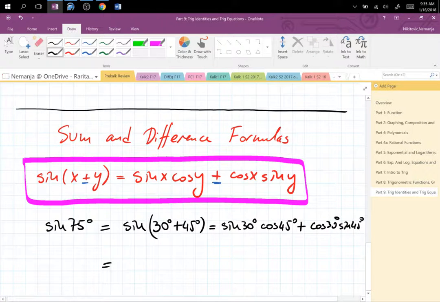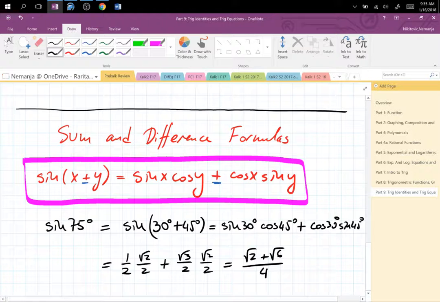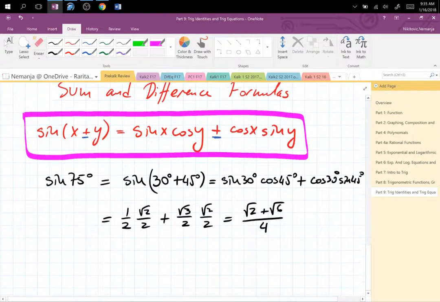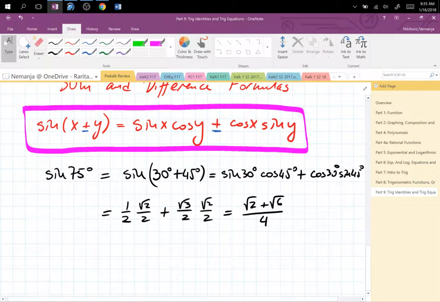And now sine of 30 is a 1/2, cosine of 45 is root 2 over 2, plus cosine of 30 degrees is root 3 over 2, and sine of 45 degrees is again root 2 over 2. So when you combine all of this, you see it's root 2 plus root 6 divided by 4. And this is the exact value. So sine of 75 degrees is exactly root 2 plus root 6 over 4. And we were able to calculate that because of our formula up there.